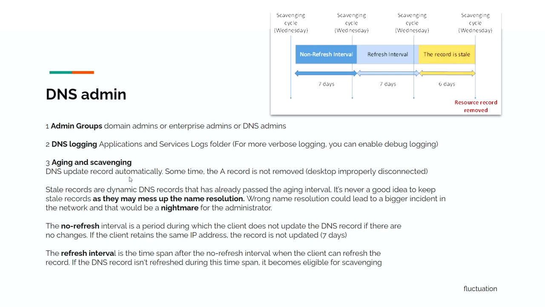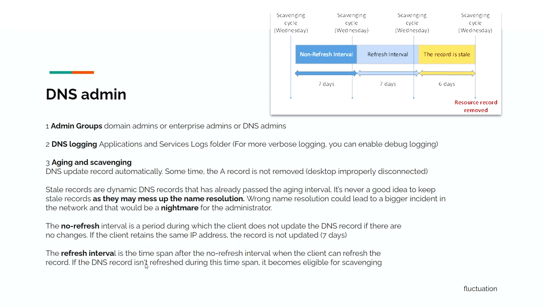And you have aging and scavenging. DNS updates records automatically, and sometimes the A record is not removed, for example, if a desktop is improperly disconnected. Stale records are dynamic DNS records that have already passed the aging interval, and it's never a good idea to keep stale records as they may mess up the name resolution. Wrong name resolution could lead to a bigger incident in the network, and that would be a nightmare for the administrator. The no-refresh interval is a period during which the client does not update the DNS record if there is no change. If the client retains the same IP address, the record is not updated for 7 days. And the refresh interval is the time span after the no-refresh interval when the client can refresh the record.